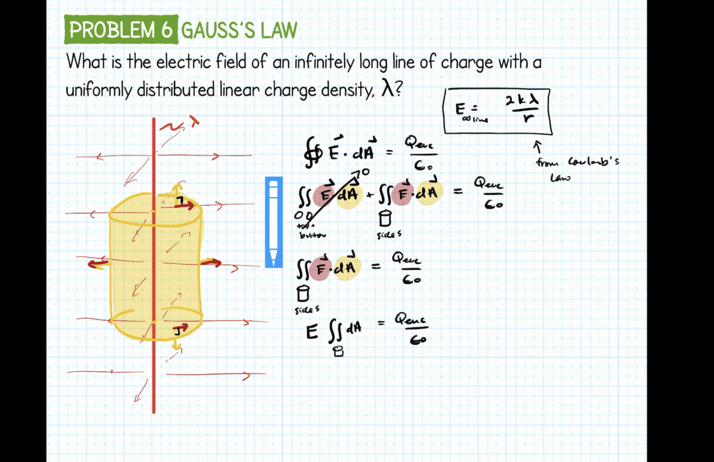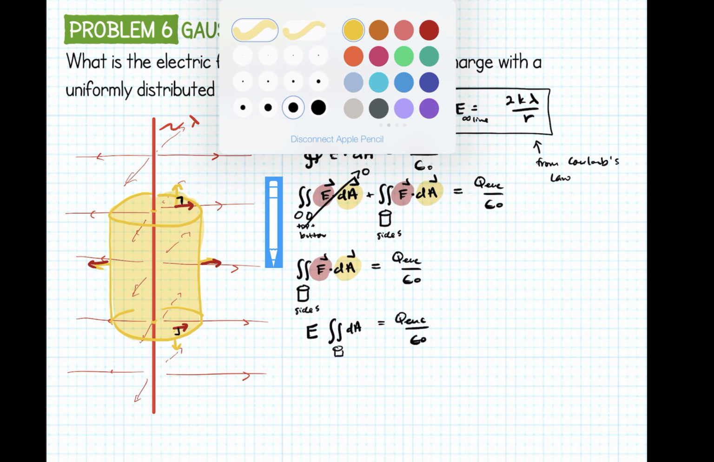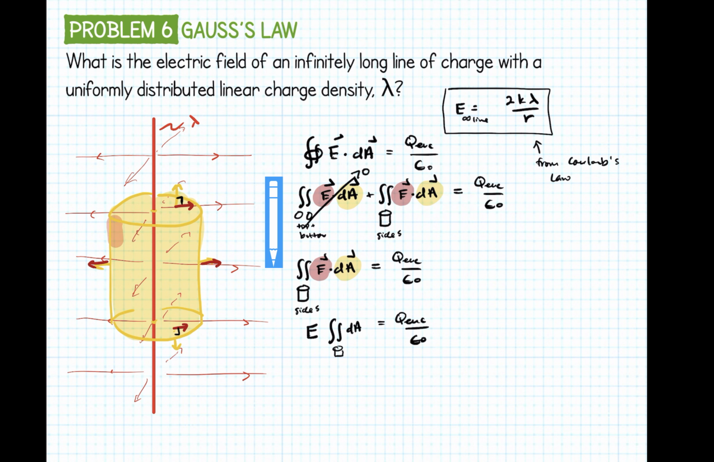And we'll get to Q enclosed in a minute. But we know the area of the outside of a cylinder, and since we're integrating over that whole surface, let me just color that in. We'll make it orange. So just the round part.